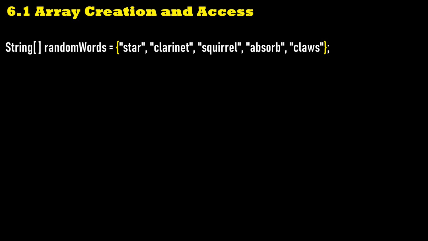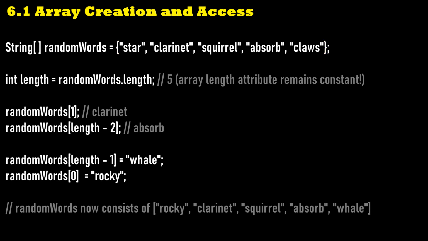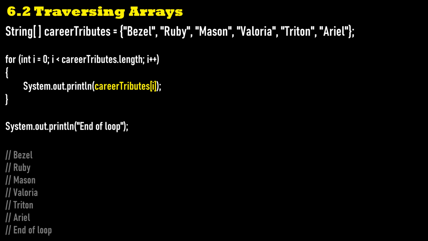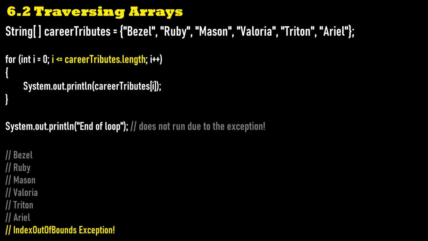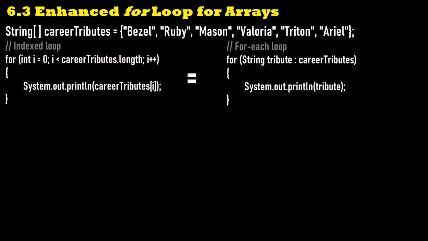If we know what the elements are in advance, we can use an initializer list to initialize the array, and all of an array's characteristics still apply. Loops can be used to access elements in an array using their indices, but be careful with off-by-one errors. Index loops can be rewritten as an enhanced for loop and vice versa.